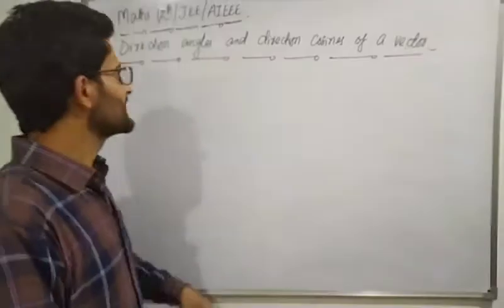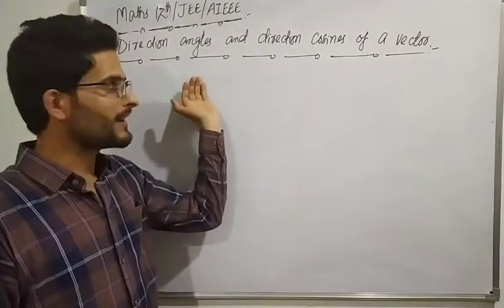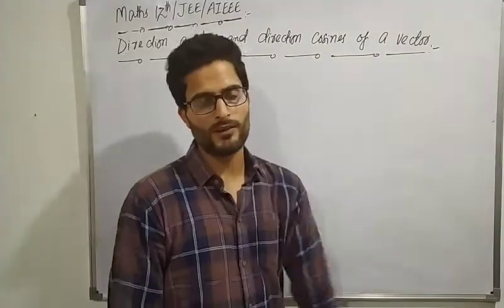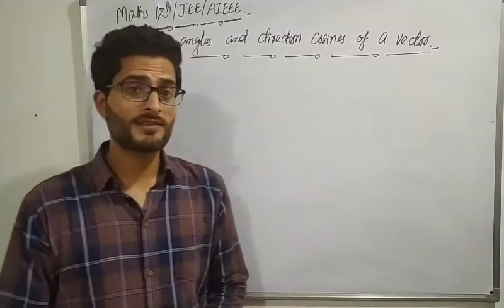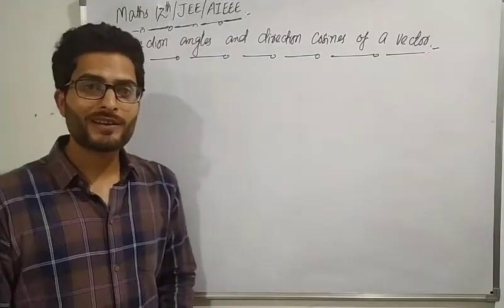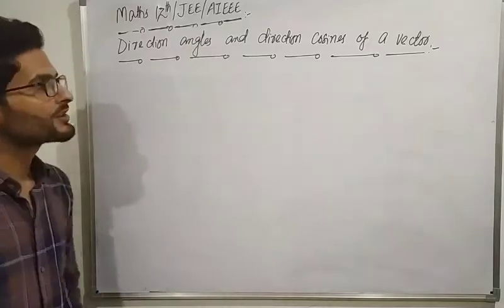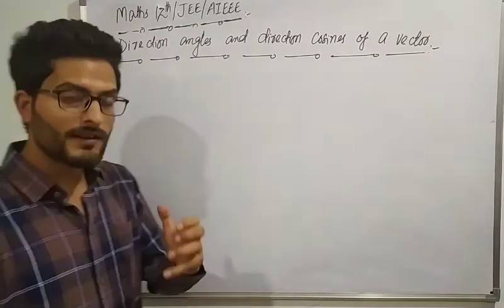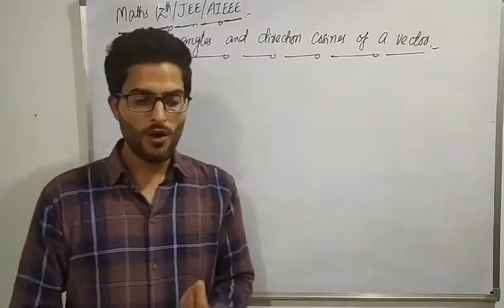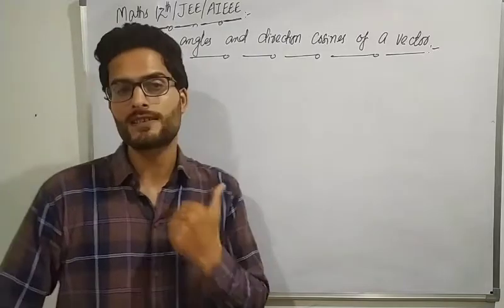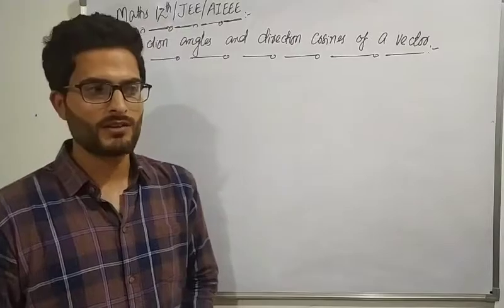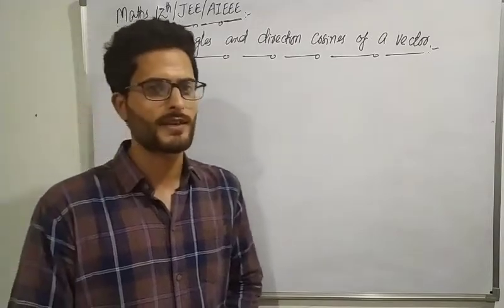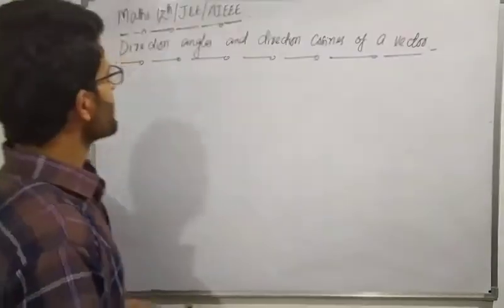Now we are on the concept that's called direction angles and direction cosines of a vector. Very much important as far as your examination and competitive exams are concerned. This is a very important topic, direction angles and direction cosines of a vector. एक वेक्टर के डायरेक्शन एंगल्स क्या होते हैं और उस वेक्टर के डायरेक्शन cosines क्या होते हैं, and how we can calculate these direction cosines of a vector. एक वेक्टर के डायरेक्शन cosines हम कैलकुलेट कैसे करेंगे, तो देखते हैं.